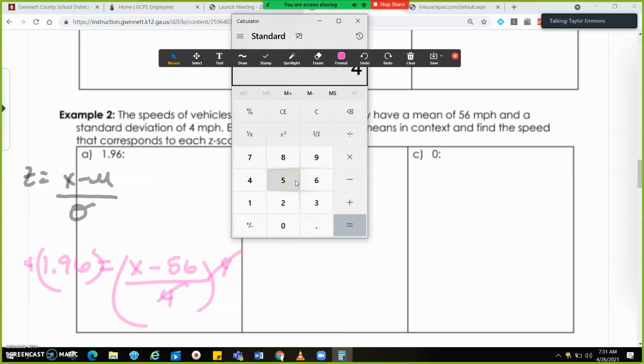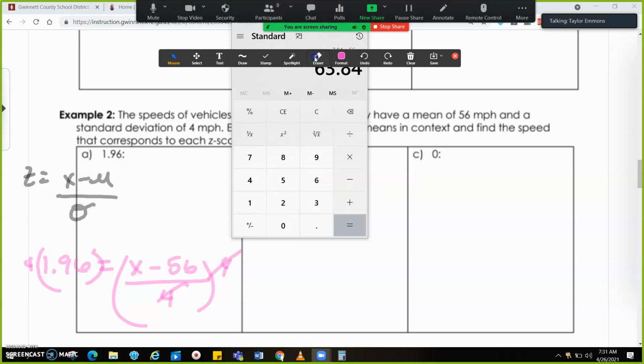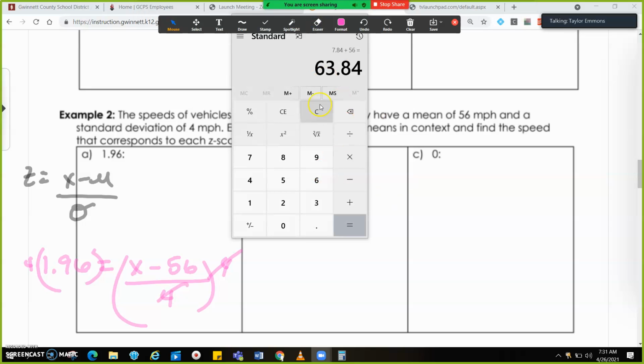So I'm going to do 4 times 1.96 and then add 56 to it. And that's going to give me 63.84. This is going to be roughly about 64.